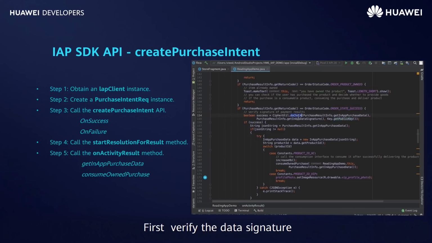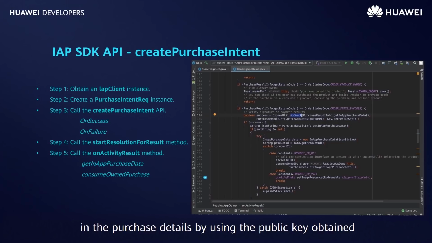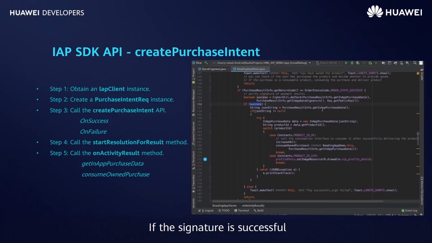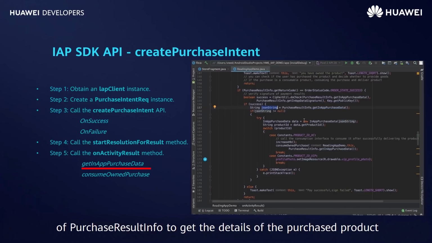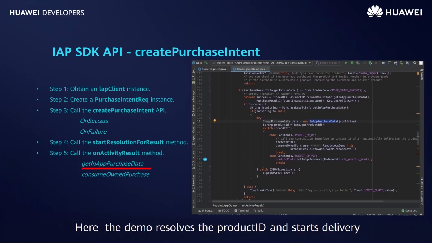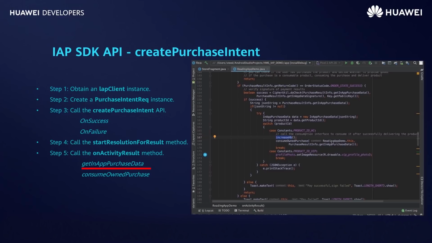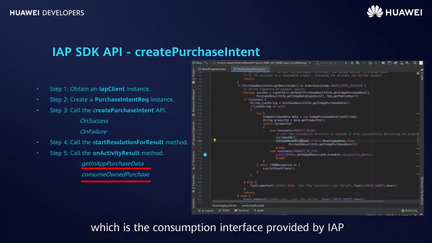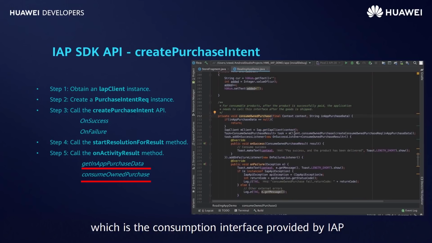First, verify the data signature in the purchase details by using the public key obtained by the developer in AGC. If the signature verification succeeds, call the getInAppPurchaseData method of PurchaseResultInfo to get the details of the purchased product, InAppPurchaseData, which is a JSON string. Here, the demo resolves the product ID and starts delivery. If a consumable is purchased, the developer needs to call the consumeOwnedPurchase method, which is the consumption interface provided by IAP.